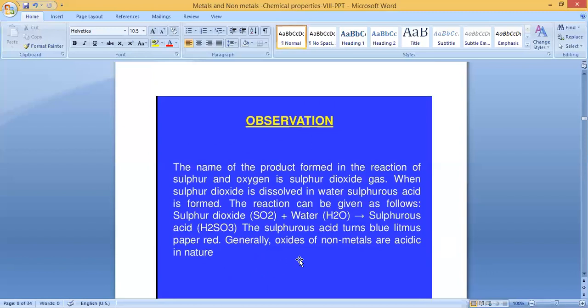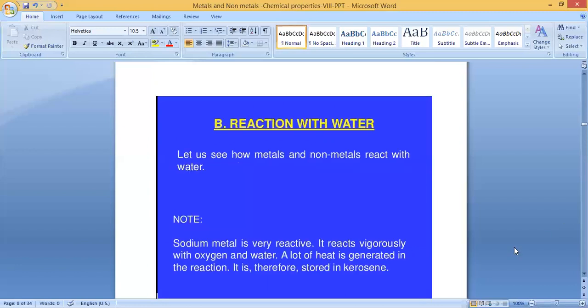Clear, children? So the sulfurous acid turns blue litmus paper to red. If the blue litmus paper turns red, what does it show? It shows the presence of acid. Okay, so oxides of non-metals are acidic in nature. The next topic is reaction with water. Let us see how metals and non-metals react with water.